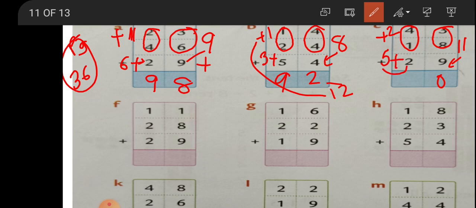Now 7 plus 2, which is carried forward. 7, 8, 9 will give you 90. One more I'll do and the rest of them will be homework. This is the homework, beta. Homework. This I'll do.